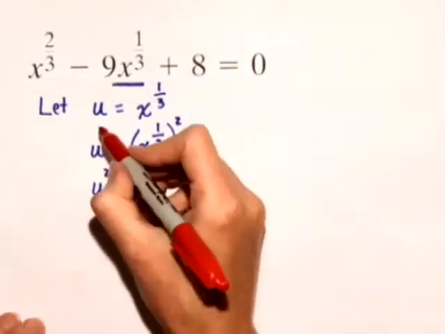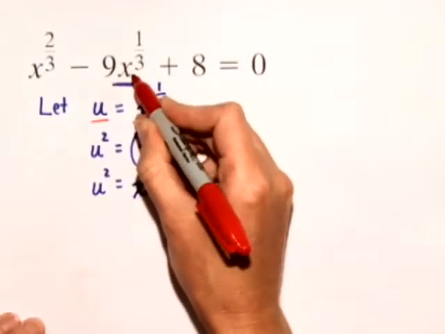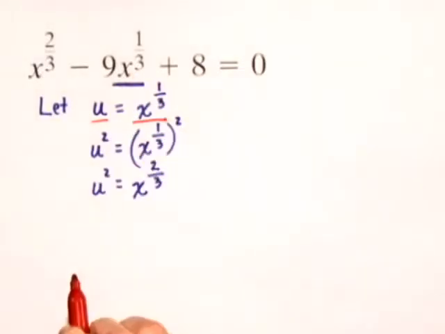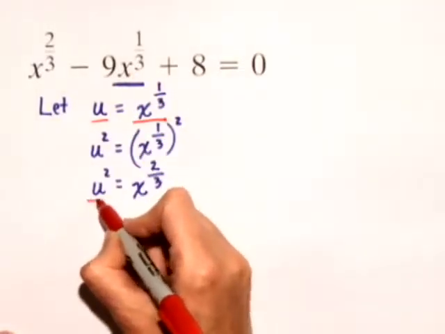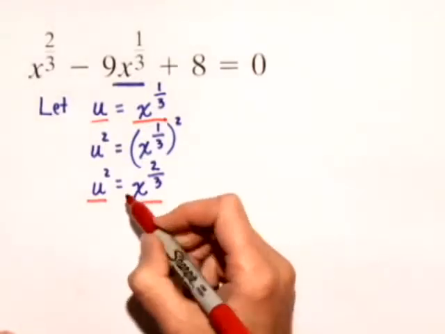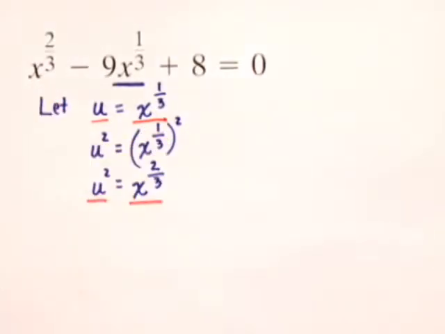I have u equals x^(1/3), and I'll substitute u in my original equation where I see x^(1/3). Notice what else I have. u squared equals x^(2/3). So I'll substitute u squared in the original equation where I see x^(2/3).